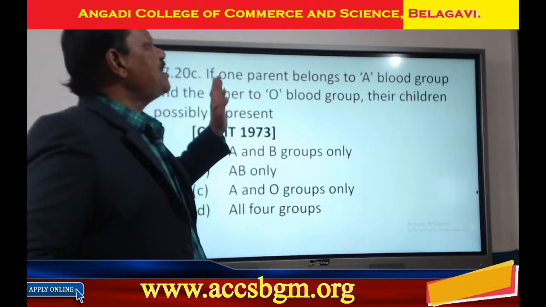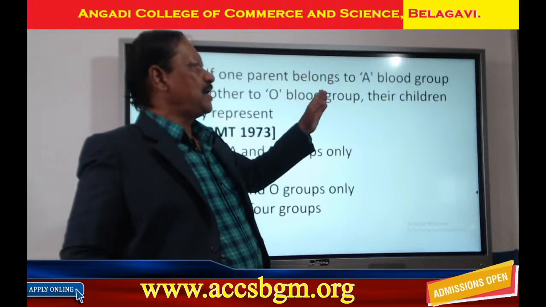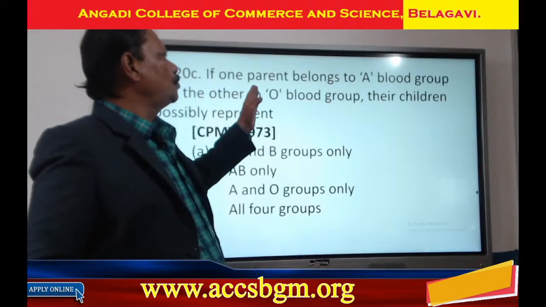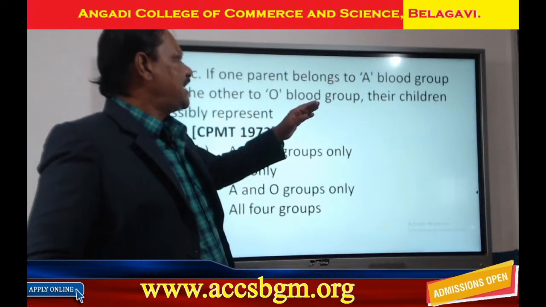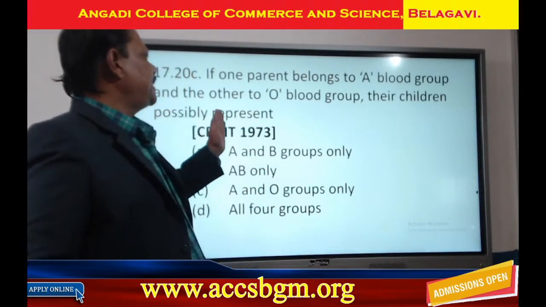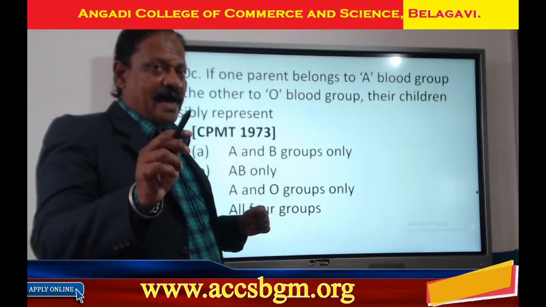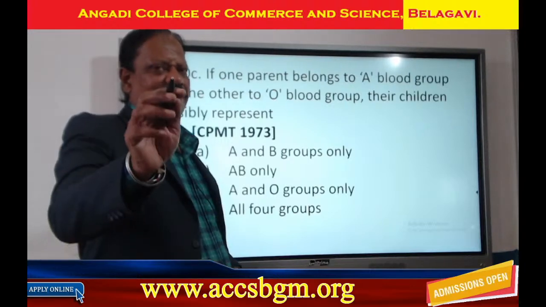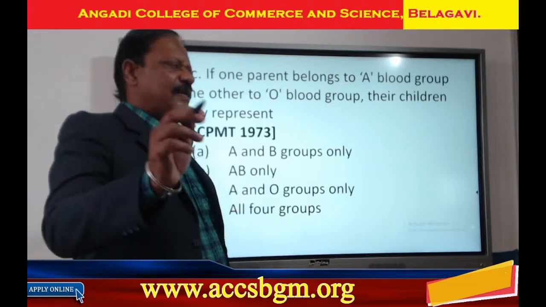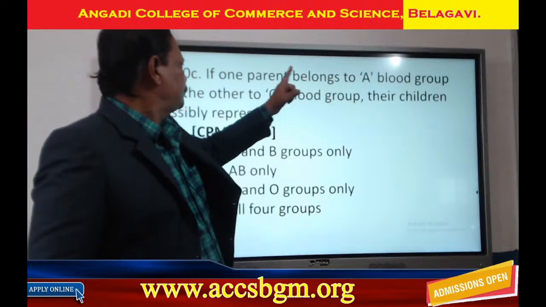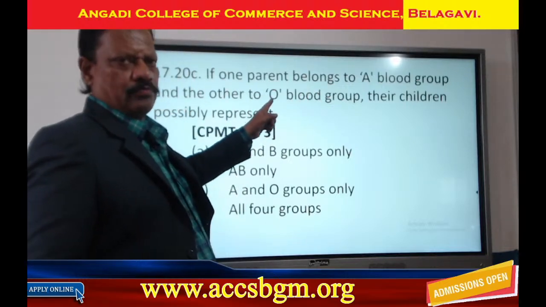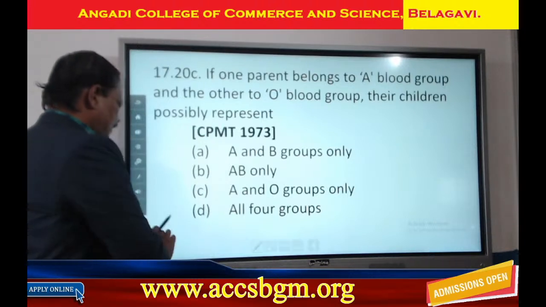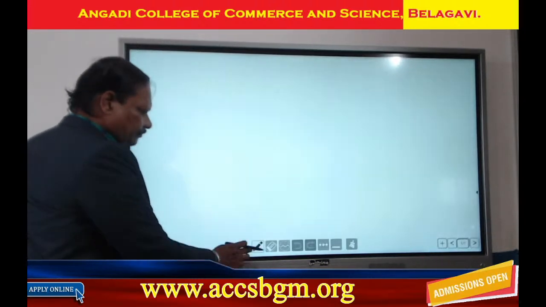If one parent belongs to the A blood group and the other belongs to the O blood group, their children possibly represent which blood group? A and O blood group. Here, what we will do is calculate this in front of you, then you will come to know. One is A, another is O. Now we will calculate and see here.